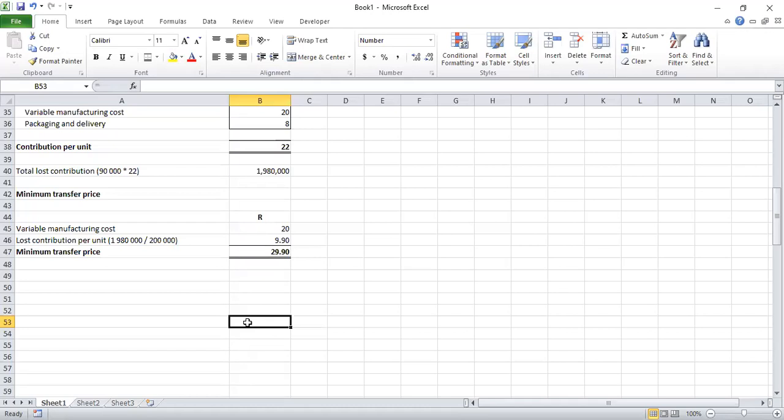Any questions there? So the minimum transfer price is the cost, the variable cost, normally the variable and specific fixed costs that are going to be incurred for supplying to our fellow company.